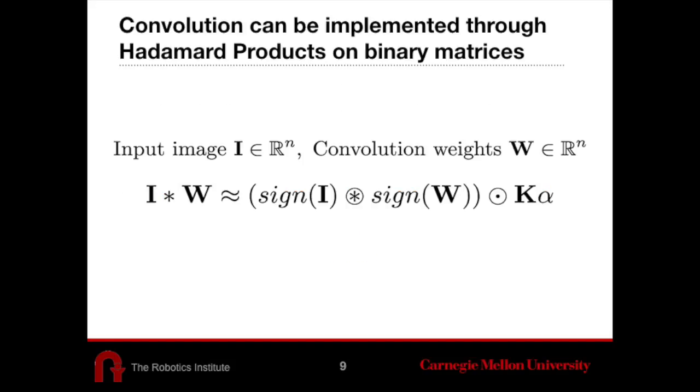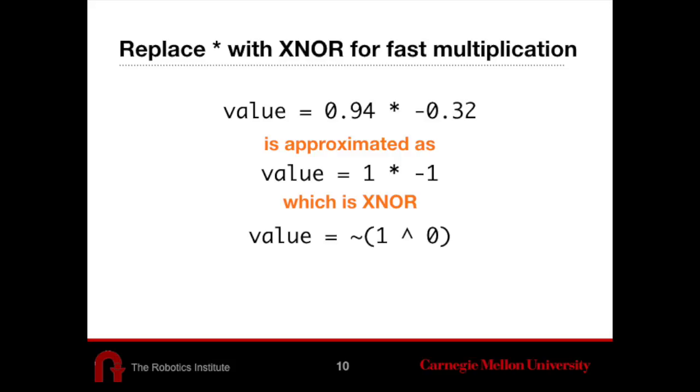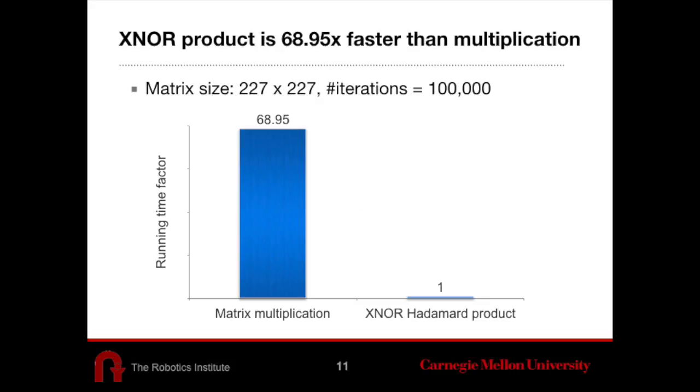Given this approximation, convolution of two matrices I and W can be approximated using the Hadamard product of their binary representations. For example, two real values can be binarized to +1 and -1, and this multiplication can be implemented as an XNOR operation where 0 represents -1. Experimentally, we observed that the XNOR Hadamard product on two matrices of size 227 by 227 is approximately 68.95 times faster than matrix multiplication of double precision floating point matrices in Armadillo on an iPhone 6s.